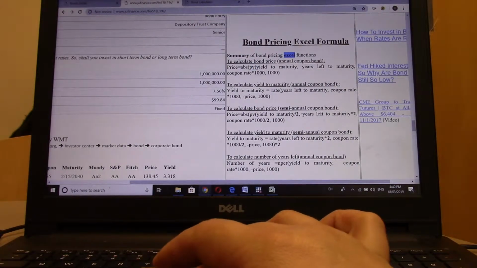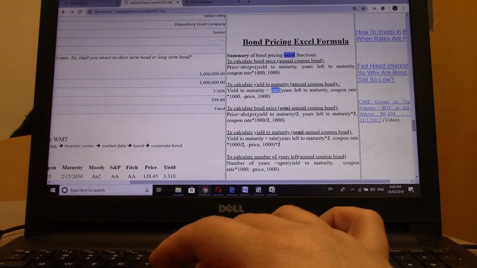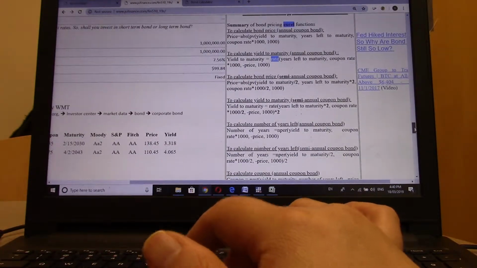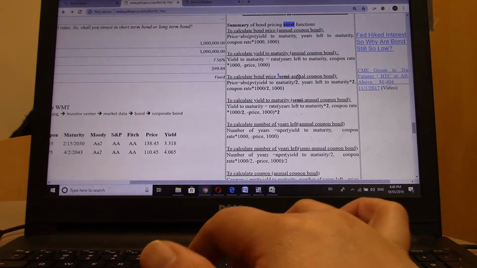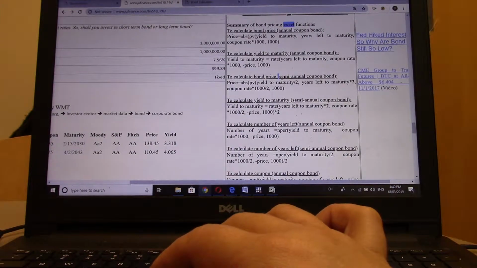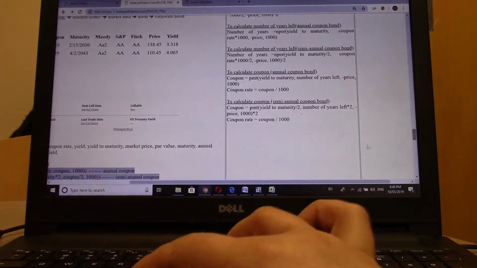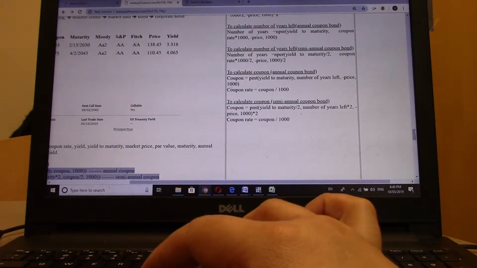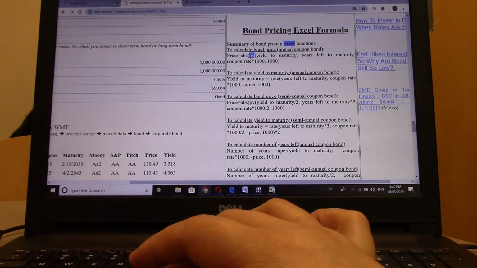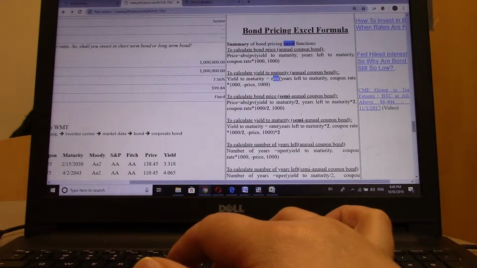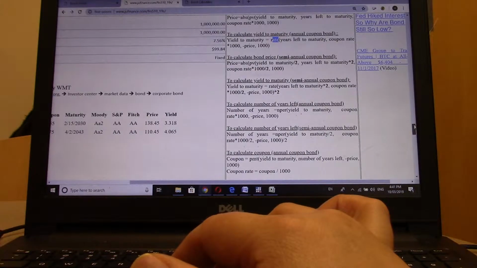To figure out the yield to maturity, or return to bondholders, you use the rate function. There's also a difference between a semi-annual coupon bond and an annual coupon bond. The differences are not much, but you just need to be careful. These are the Excel functions. You can use the most common ones: PV to find the price, and the rate function to find out the returns to the bondholders. So these are the common ones.